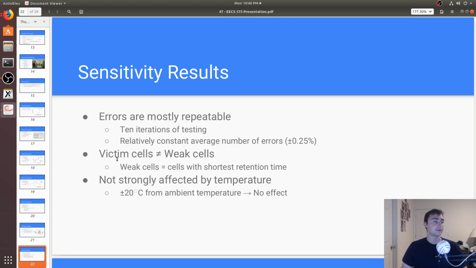Another key thing is that victim cells are not equal to weak cells. Weak cells are the cells with the shortest retention time. And they also showed that if you change the temperature, so they swung the temperature by plus or minus 20°C from ambient temperature, that actually didn't cause much of an effect. So this isn't just something at the very fringe of execution.